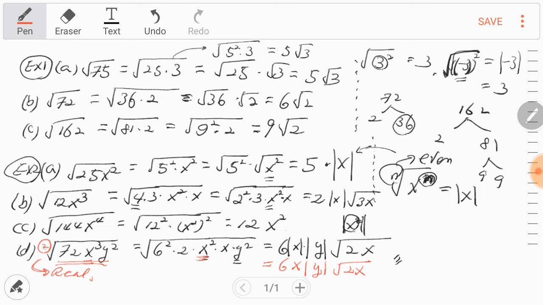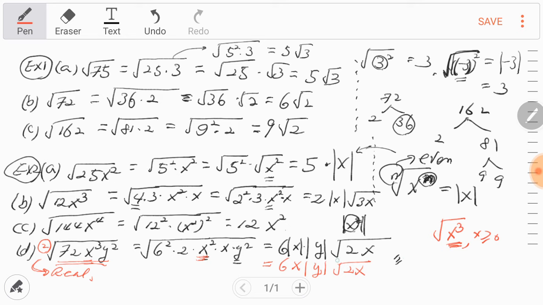Because, square root of x cubed. If this is real, then this cannot be a 0. It cannot be a negative number. X cubed cannot be a negative number. It has to be a positive number. So x is also always greater than or equal to 0. So in this case, we don't have to put an absolute value. But absolute value is okay, but in this case, actually we don't need it.